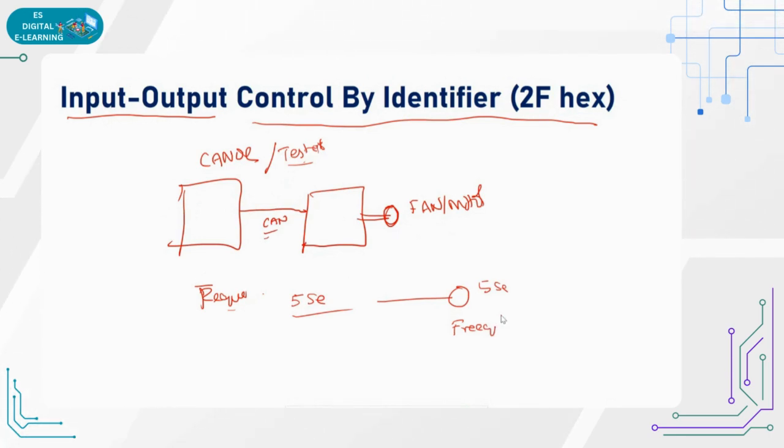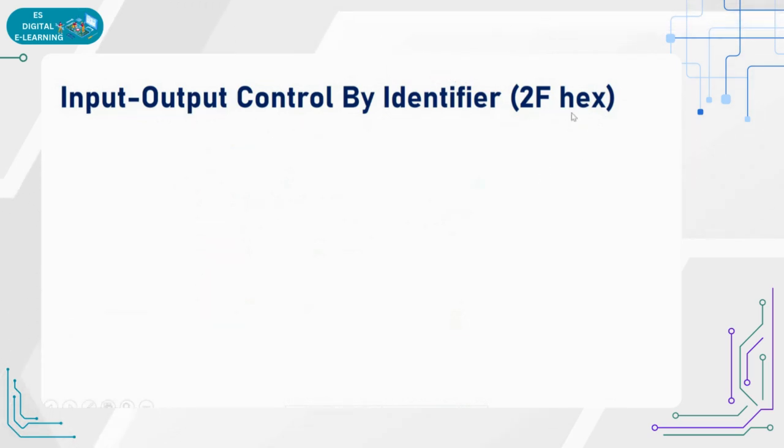So this is how we are controlling the input and output: the input is what we are giving, and the output is the motor making the movement. So this is how the input output control works, with the help of an identifier, meaning with the help of the ID. What is our requirement? What is the service ID for this? We have the service ID 2F, input output control.